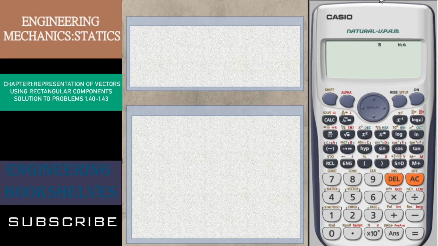For this video, we're going to solve problems in our Engineering Mechanics Statics textbook. So it's all about Chapter 1, Representation of Vectors using Rectangular Components. So I am going to solve problems 1.40-1.43. So just keep on watching guys and let's start.